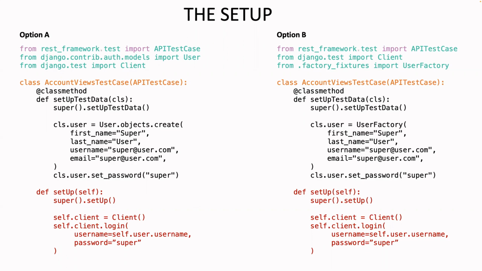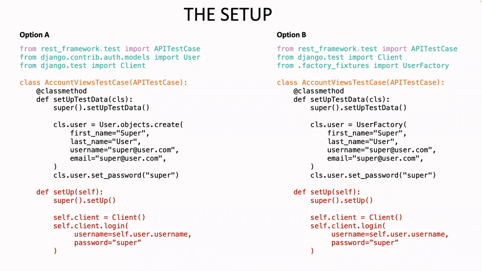In the future, I might do a separate engineering talk on factory fixtures directly, just to express their power and their beauty as well. But for this one, these are the two options, and either one works. If you don't know how to use factory fixtures, you can just go directly and use the user objects. If you do know how to use factory fixtures, option B is probably the better one.